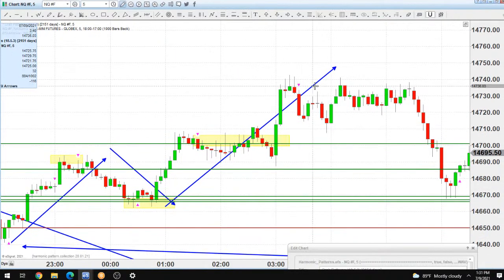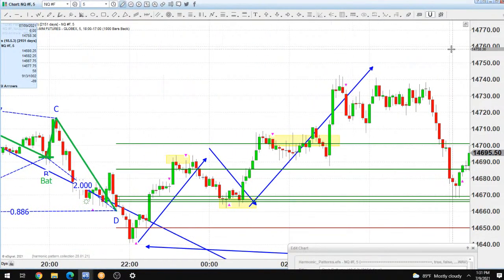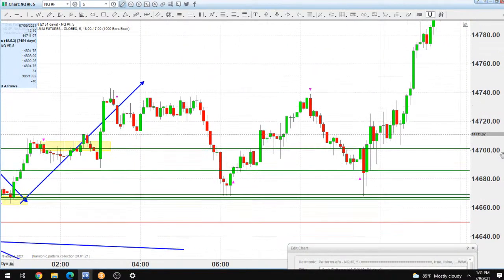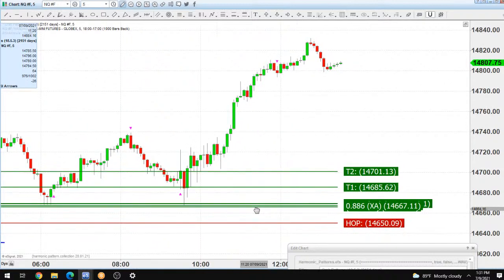So that's why you have to look at this stuff in a step-by-step fashion. That's what we talked about in the sessions last week. And look at that. 1, 2, 3. Hits that a couple of times.